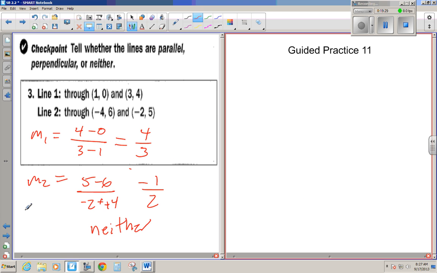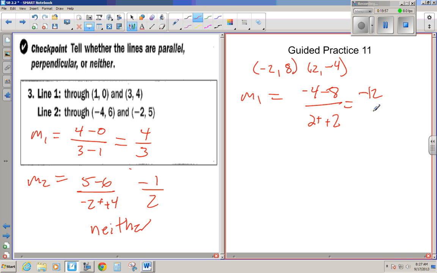Guided practice 11. This is another example of those points. Negative 2, 8, and 2, negative 4. So, what's the slope of line 1? Negative 4 minus 8 over 2 minus negative 2. Negative 4 minus 8 is negative 12. 2 minus negative 2 is 4, which ends up being negative 3.